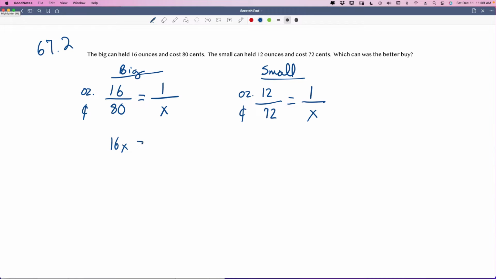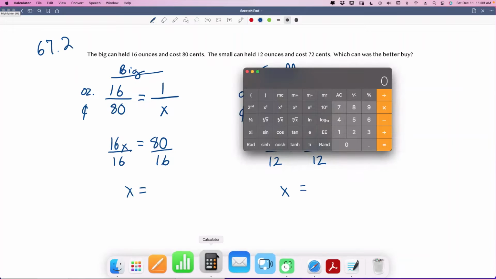16x is equal to 80 over here, and 12 times x is equal to 72 over here. So we're just going to divide 80 by 16 and find out what x is over here. And then 12, we're going to divide 72 by 12 and find out what x is over here. So let's pull up our calculator.